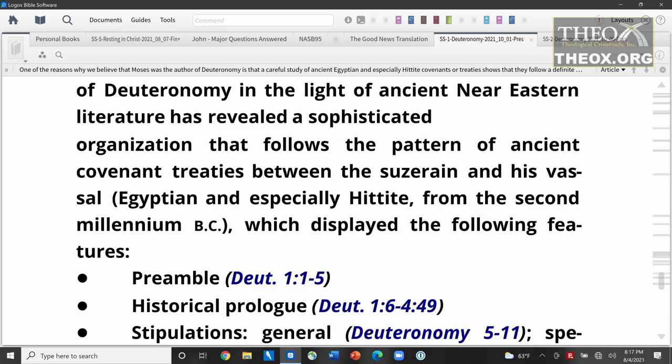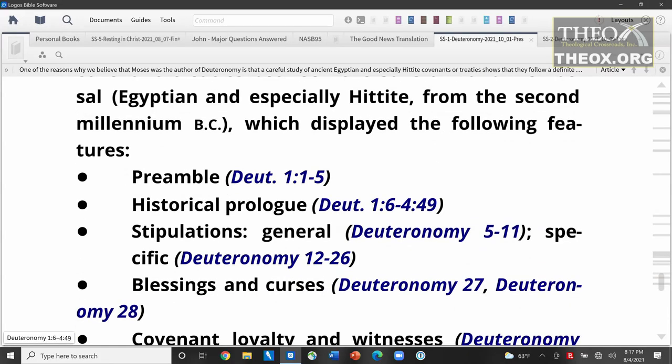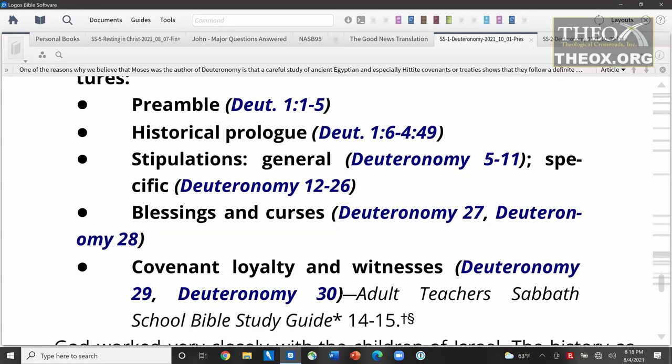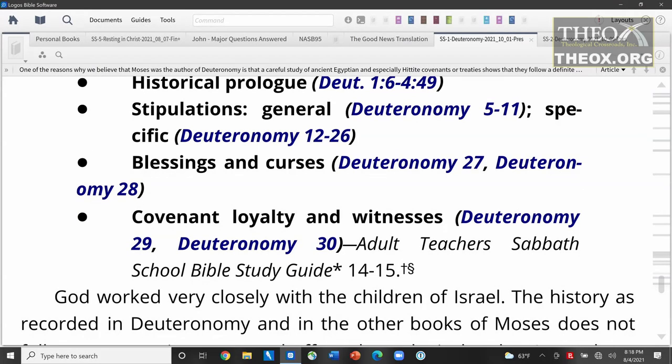Today, if we want to put together a legal contract, who do we go to? We go to a lawyer. We say, okay, how do you do this? And he has his language and everything. So what was the format here? Carrie, go ahead. Egyptian, especially Hittite, from the second millennium, which displayed the following features. Preamble, Deuteronomy chapter 1, verses 1 through 5. Historical prologue, Deuteronomy 1:6 through 4:49. Stipulations, general, Deuteronomy 5 to 11. Specific, Deuteronomy 12 to 26. Blessings and curses, Deuteronomy 27 and 28.